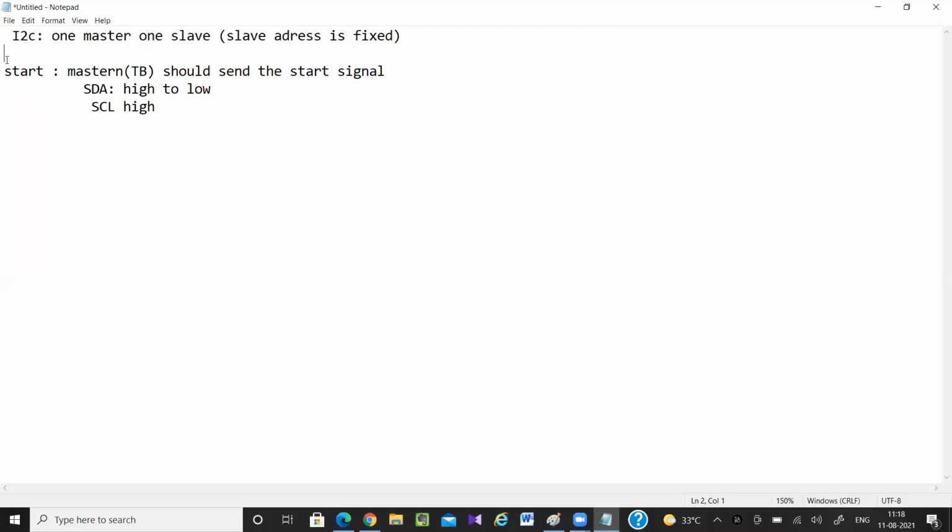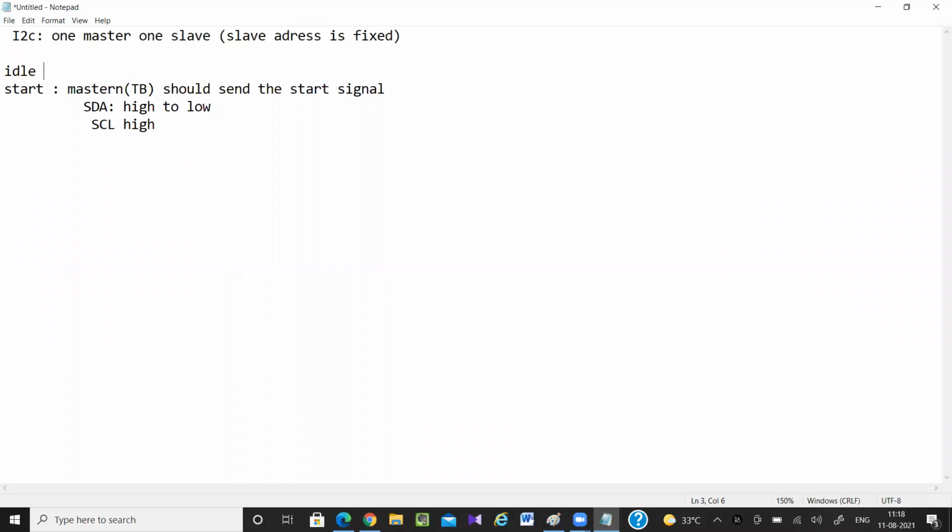Before this, I can have one idle state. In this time, your SDA should be 1. So when master makes this SDA go from 1 to 0, the slave will detect it as a start state.